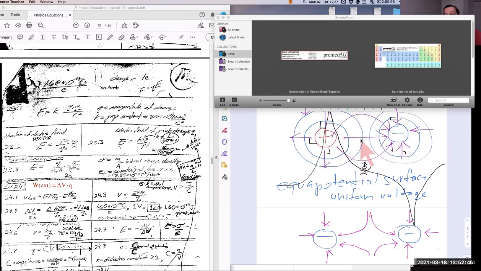Because what's happening is, as you get closer and closer to this, this gets larger and larger, the voltage does. So we're talking here about how the voltage is going to change with distance. Okay, so for this, not so important, but I just felt like showing you how that works.